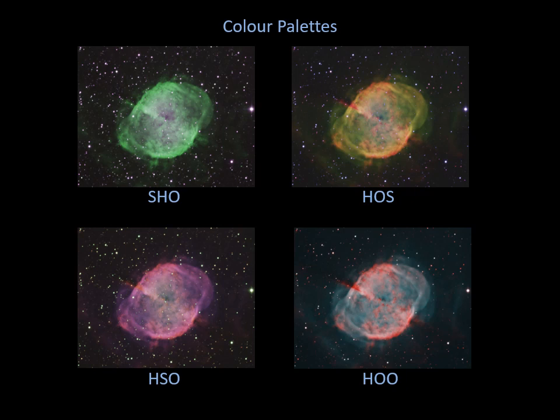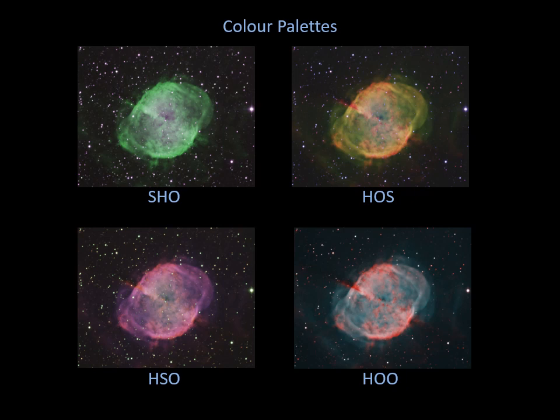Another less often used palette, often seen in CFHT observatory images, is the HOS. That's hydrogen alpha in the red, oxygen in the green, and sulfur in the blue. Alternately, HSO has a pleasing result with more pinks and purple colors. And the HOO palette portrays a little more natural coloring, with hydrogen alpha as red, which is correct, and oxygen as both green and blue, which is correct.